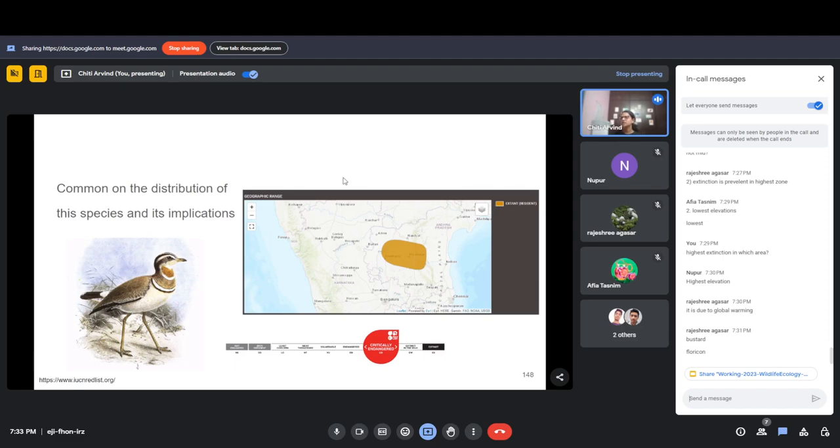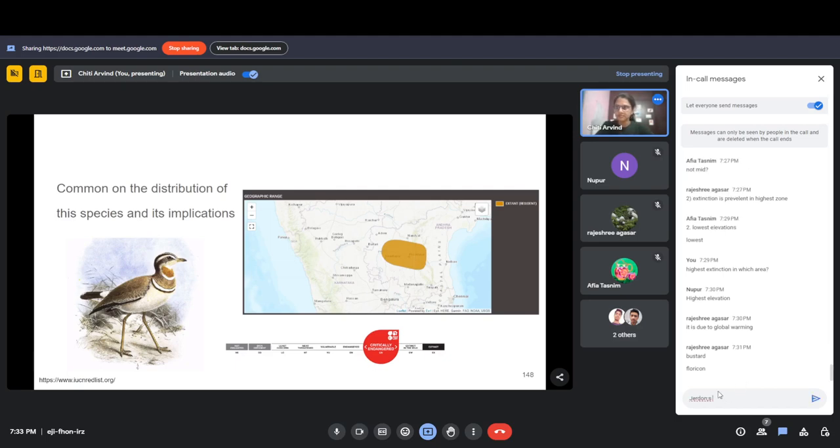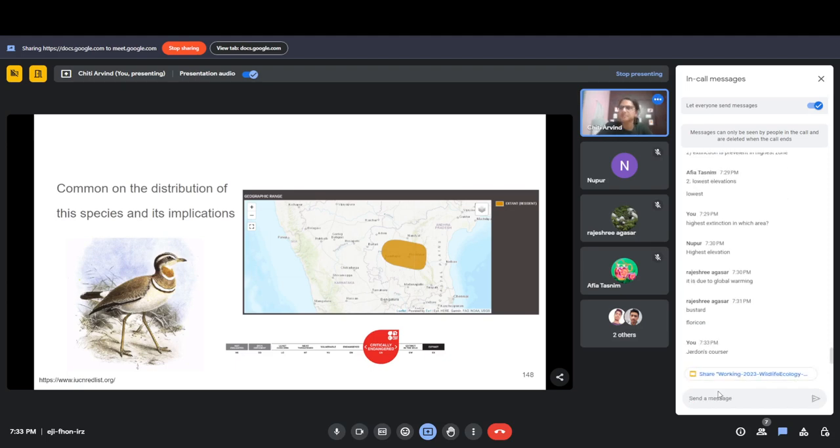So this bird is actually known as the Jerdon's courser, right? Let me just type its name out here. Has anybody heard of this bird or not? Yes, no? Some responses? No? Okay. Anybody else has heard of this bird?